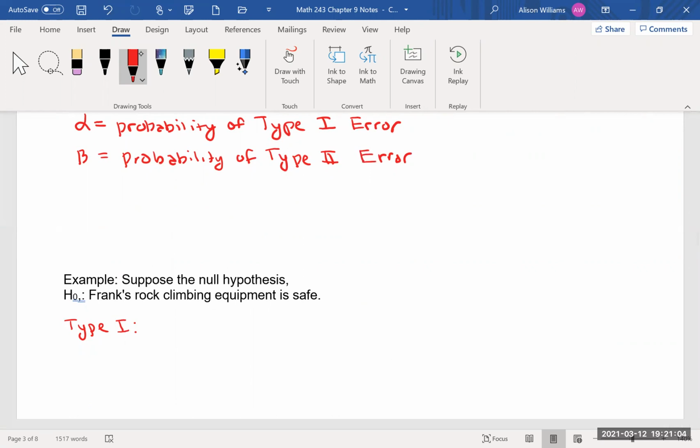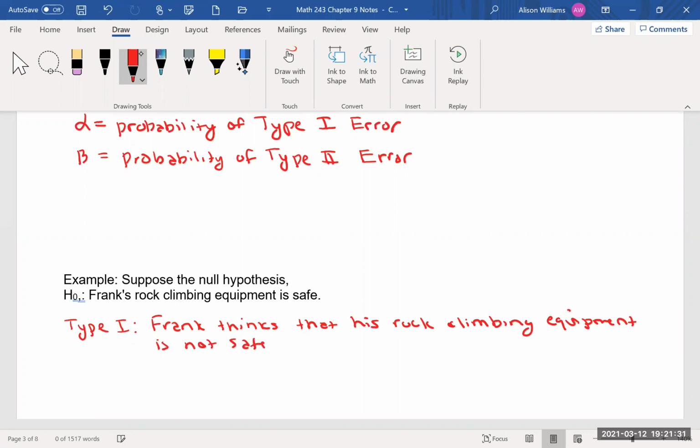So Frank thinks, oops, that's supposed to be an N. Frank thinks that his rock climbing equipment is not safe, but it is. So the last part of the statement is the part that tells us what the actual truth is.